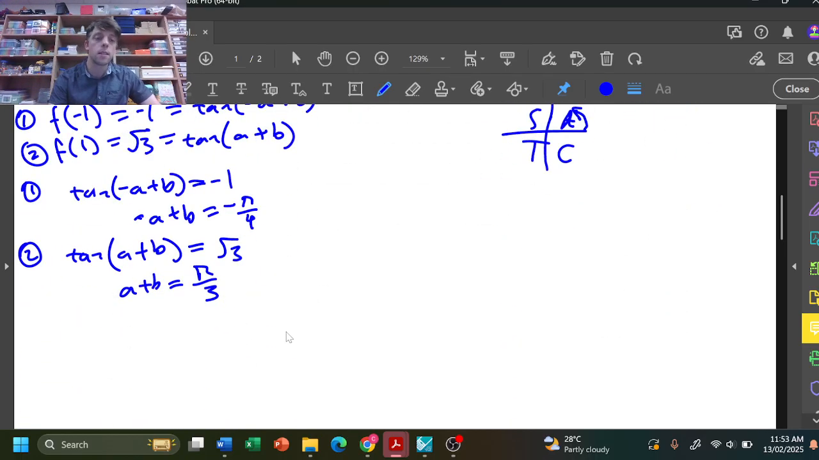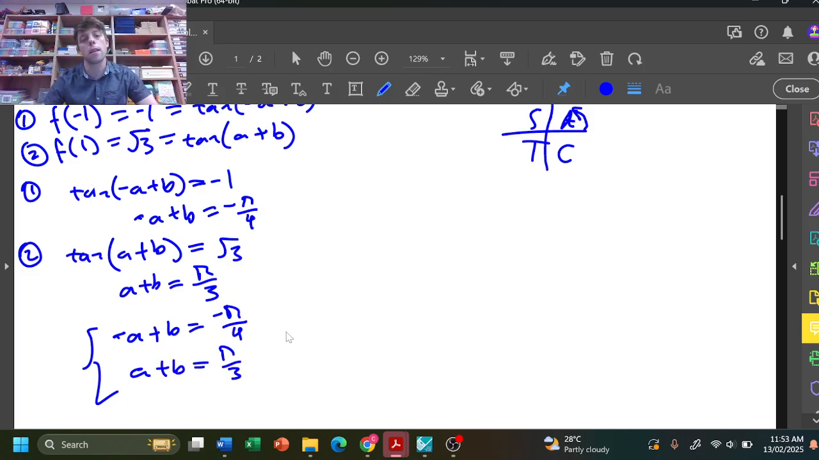Okay, so we've created our system of simultaneous equations. Let me write these two equations as a system so we can see what we're trying to solve. We're trying to solve a plus b is equal to negative pi on 4. So that was from here. And then we have a plus b is equal to pi on 3. This is our system of equations. We're trying to solve this for a and b.